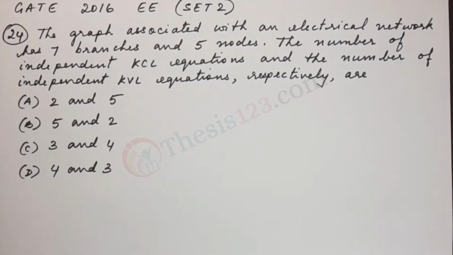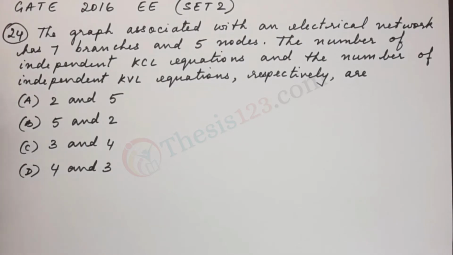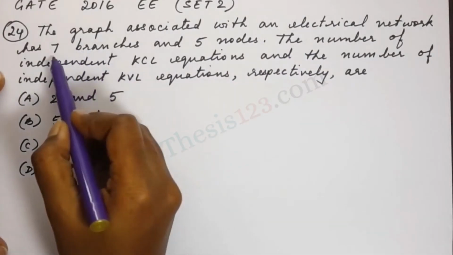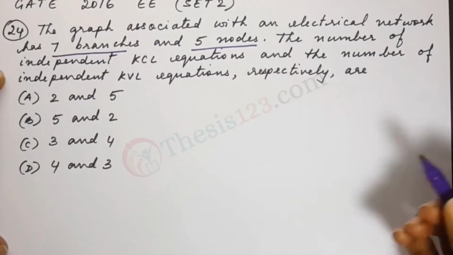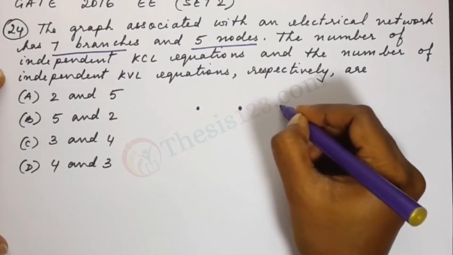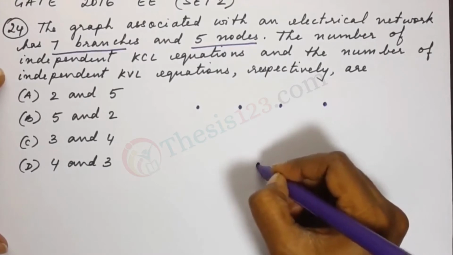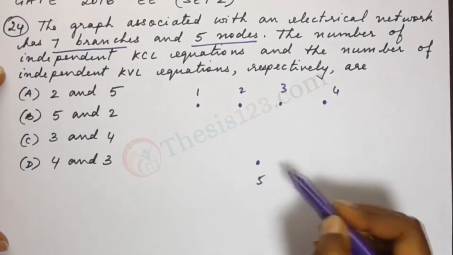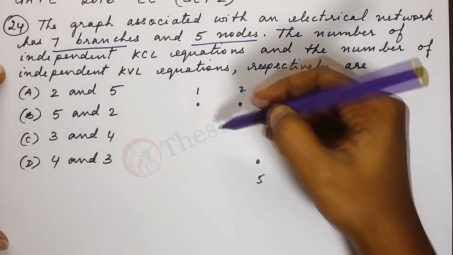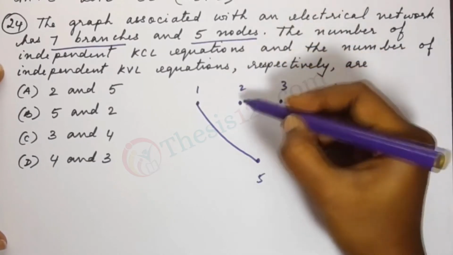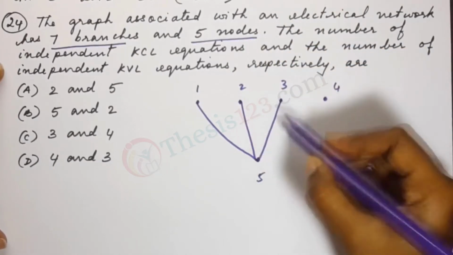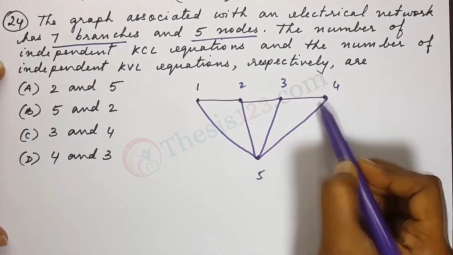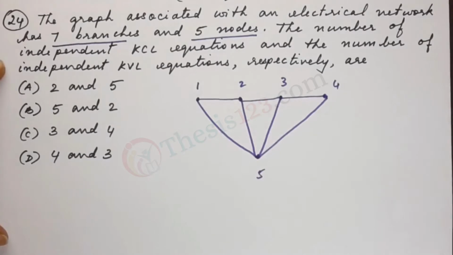Okay, so since they're talking about a graph, let's just assume a certain graph. It says that there are 7 branches and 5 nodes. So in general, I'm just going to put down 5 nodes here: 1, 2, 3, 4 and 5. We have 5 nodes here. And the graph has got 7 branches. So let's see, that's 1, 2, 3, 4, 5, 6 and 7. Okay, so here are the 7 branches.